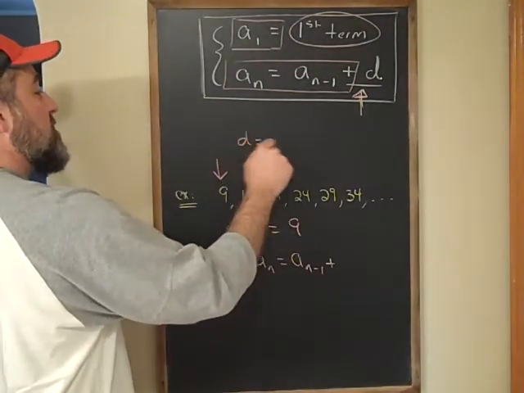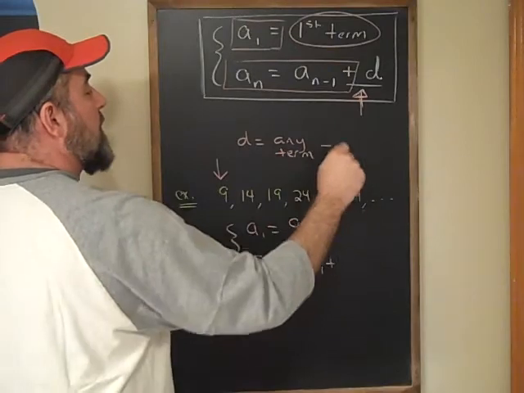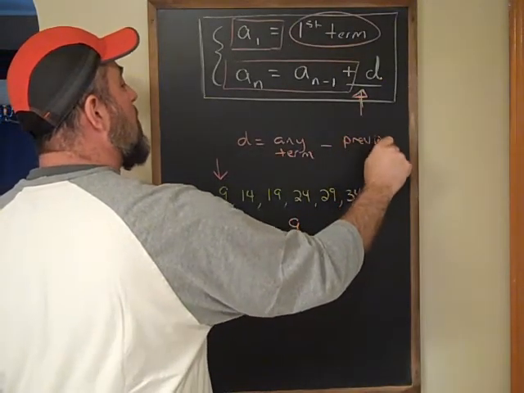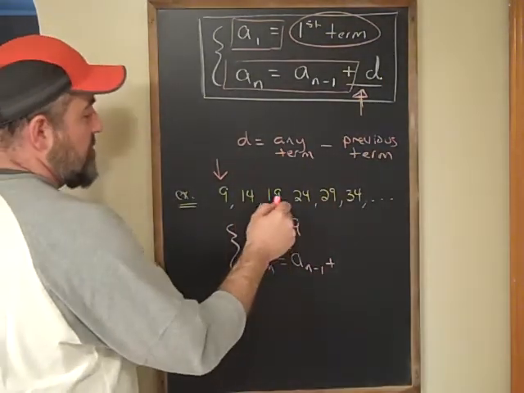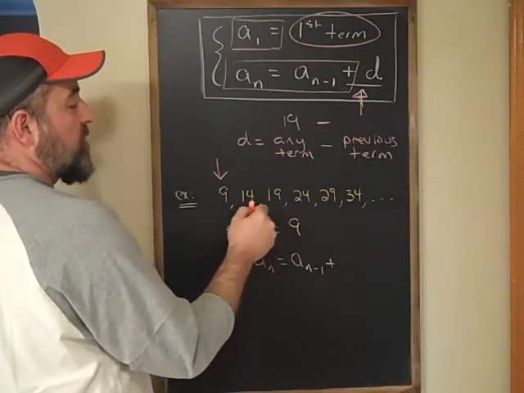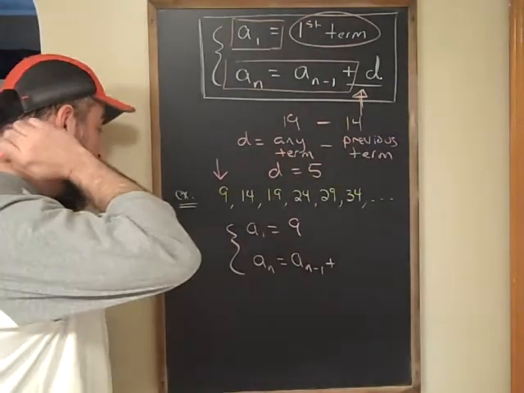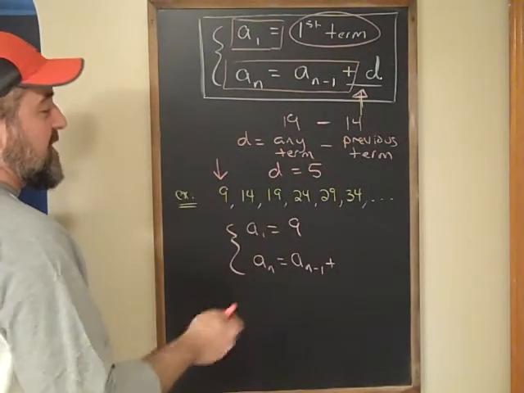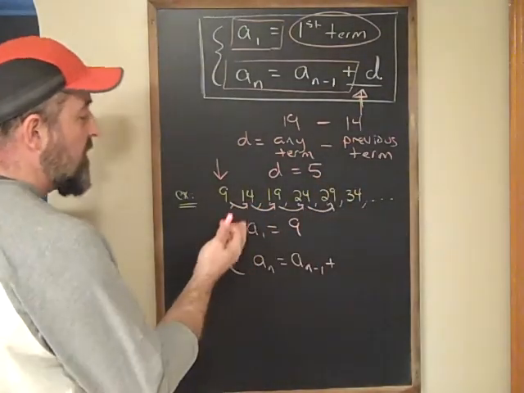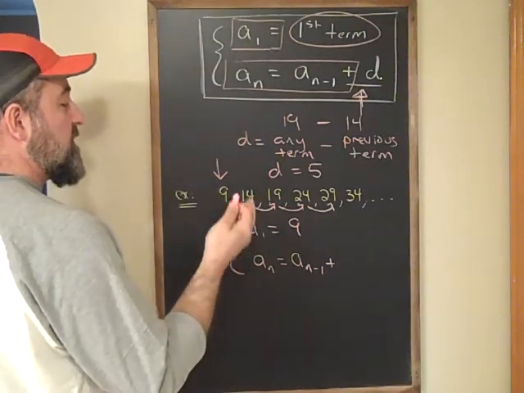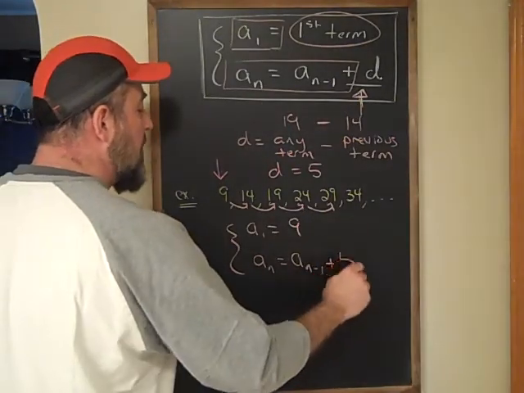To find our constant difference, remember, it's any term minus the previous term. That's how we're going to find a constant difference. So pick a term, 19. Subtract the previous term, 14. 19 minus 14, we can see our constant difference for this sequence is 5, which you can probably see as you look at this, that you're adding 5, adding 5, adding 5, adding 5 each time. So the formula for that particular sequence is the first term is 9, the new term, or any term, is the previous term, plus 5.